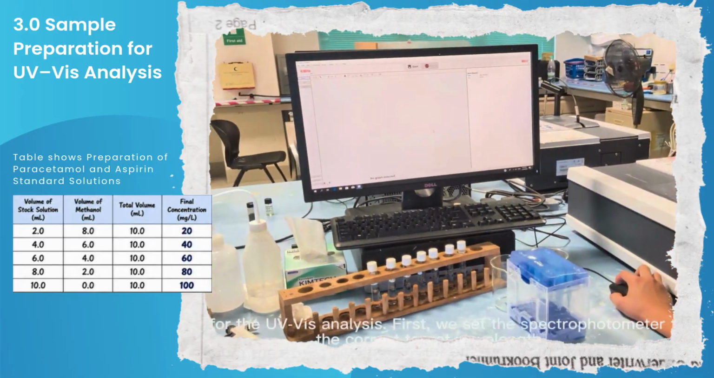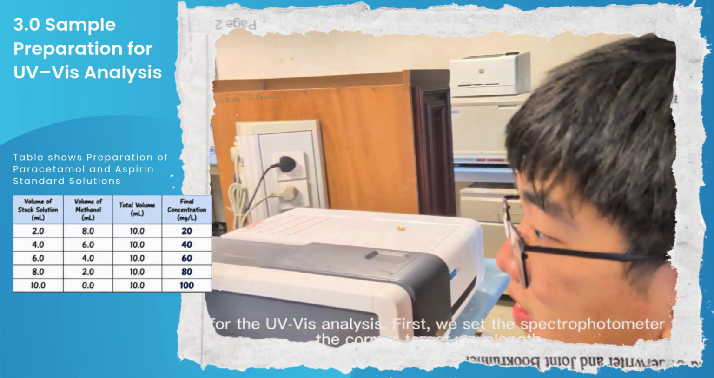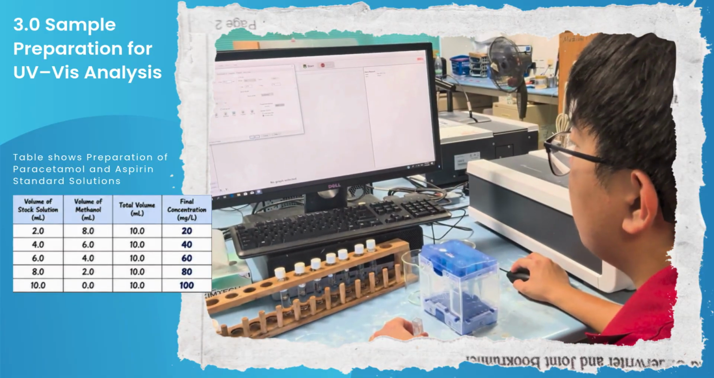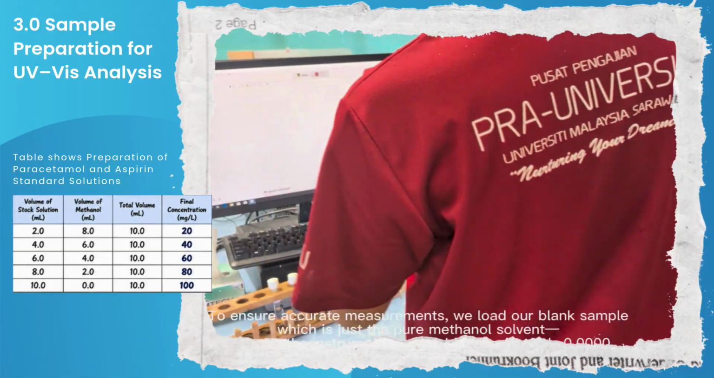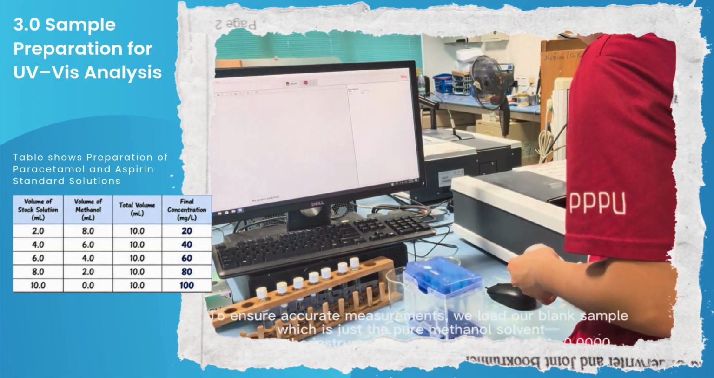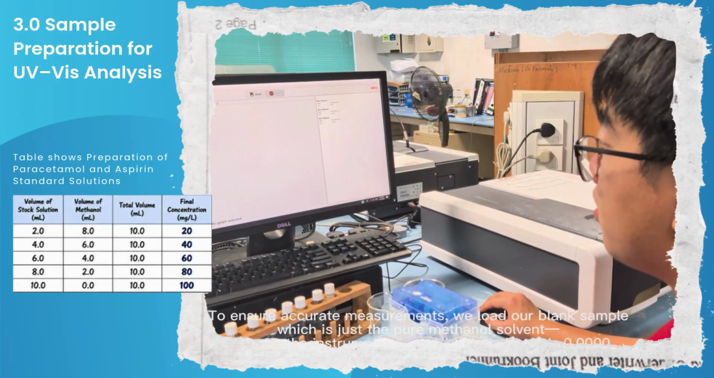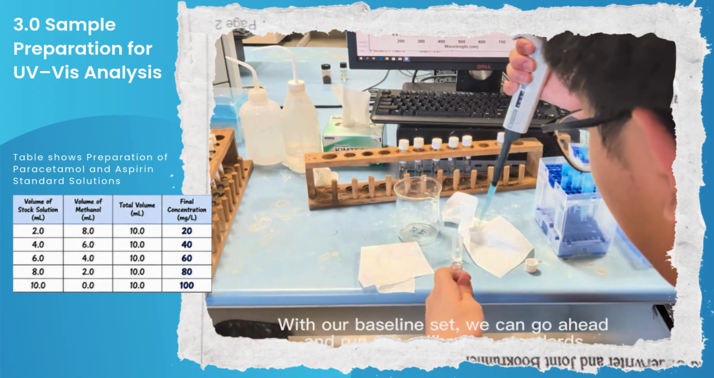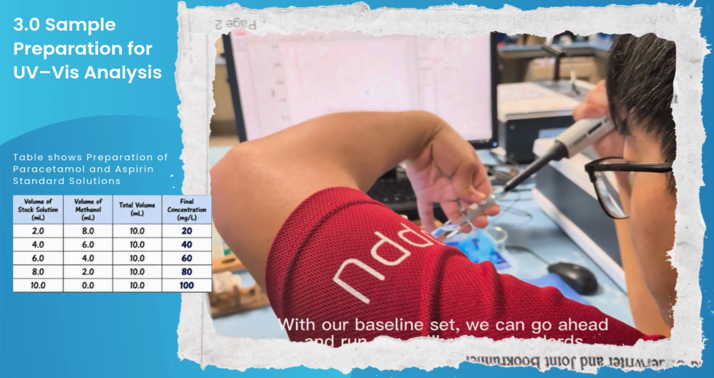Now for the UV-Vis analysis, first we set the spectrophotometer to the correct target wavelength. To ensure accurate measurement, we log our blank sample, which is just the pure methanol solvent, and zero the instrument so the absorbance reads 0. Finally, with our baseline set, we can go ahead and run our calibration standard.